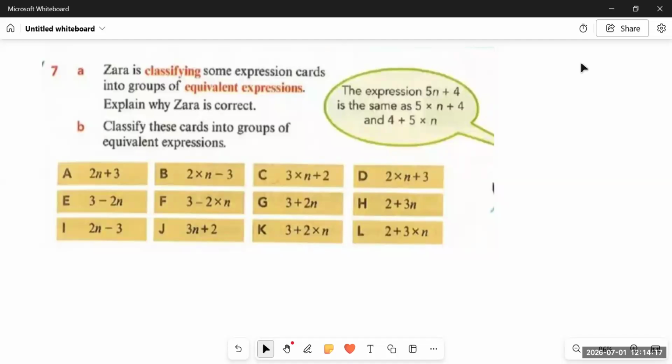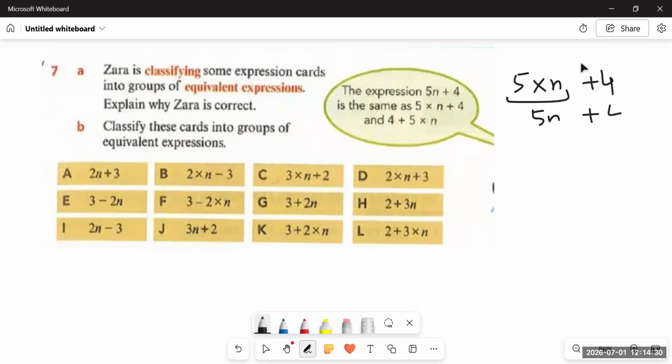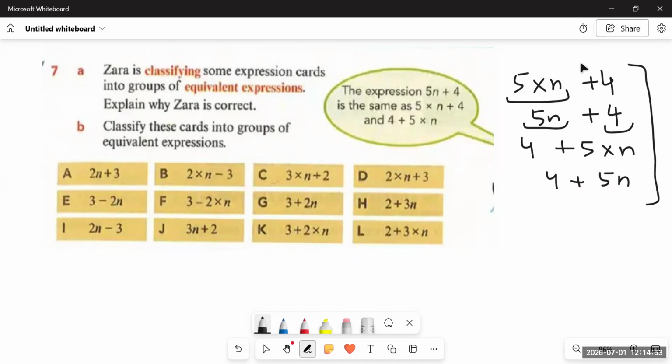Why? Because 5n plus 4 is made by 5 multiplied by n, because 5 multiplied by n is equal to 5n. Both are equal. So 5 multiplied by n plus 4 or 5n plus 4 are the same. Also, we can write it like this: 5 multiplied by n here and plus 4 here, because we know that when we have two numbers getting added, we can write them in any order, commutative law, remember. So we can also write it as 4 plus 5n. So these are called equivalent expressions because they all have the same value.